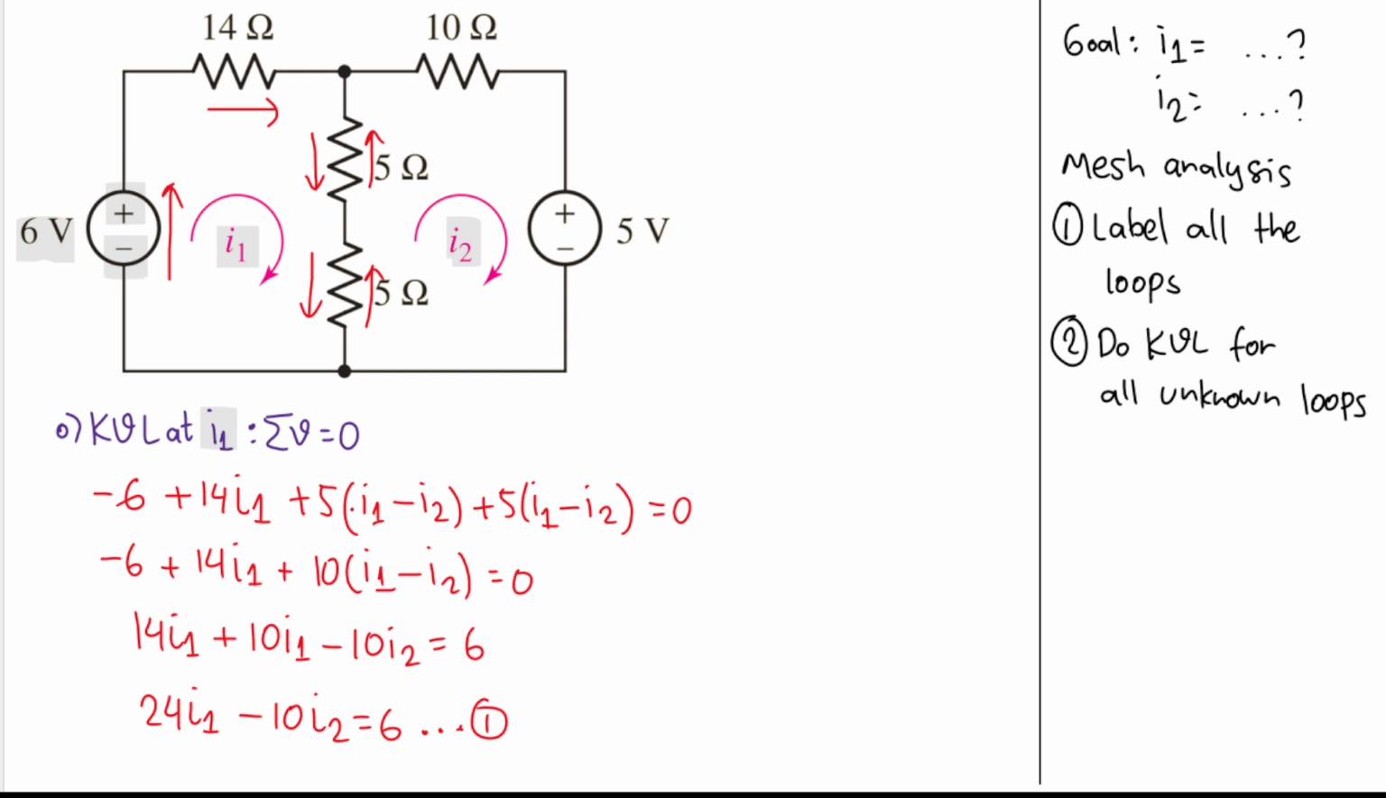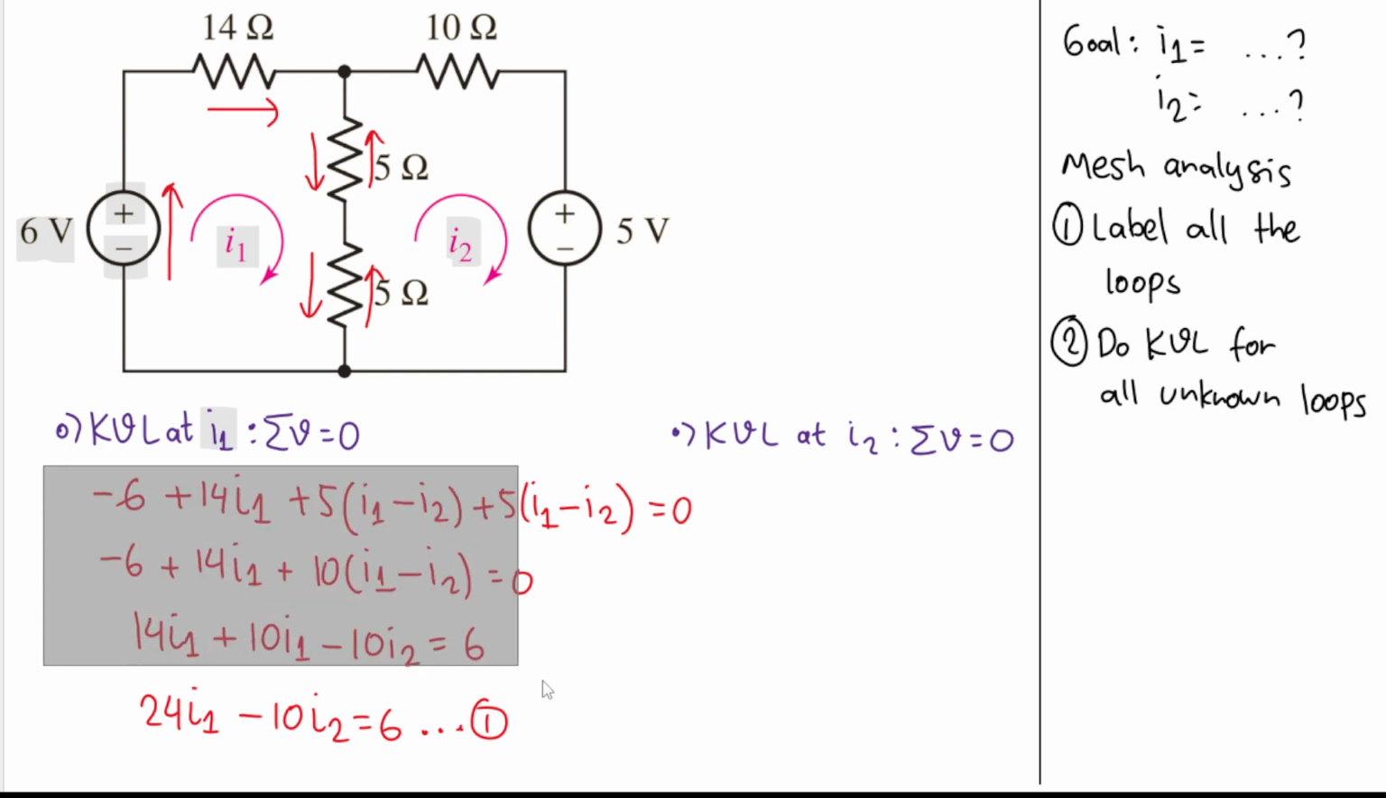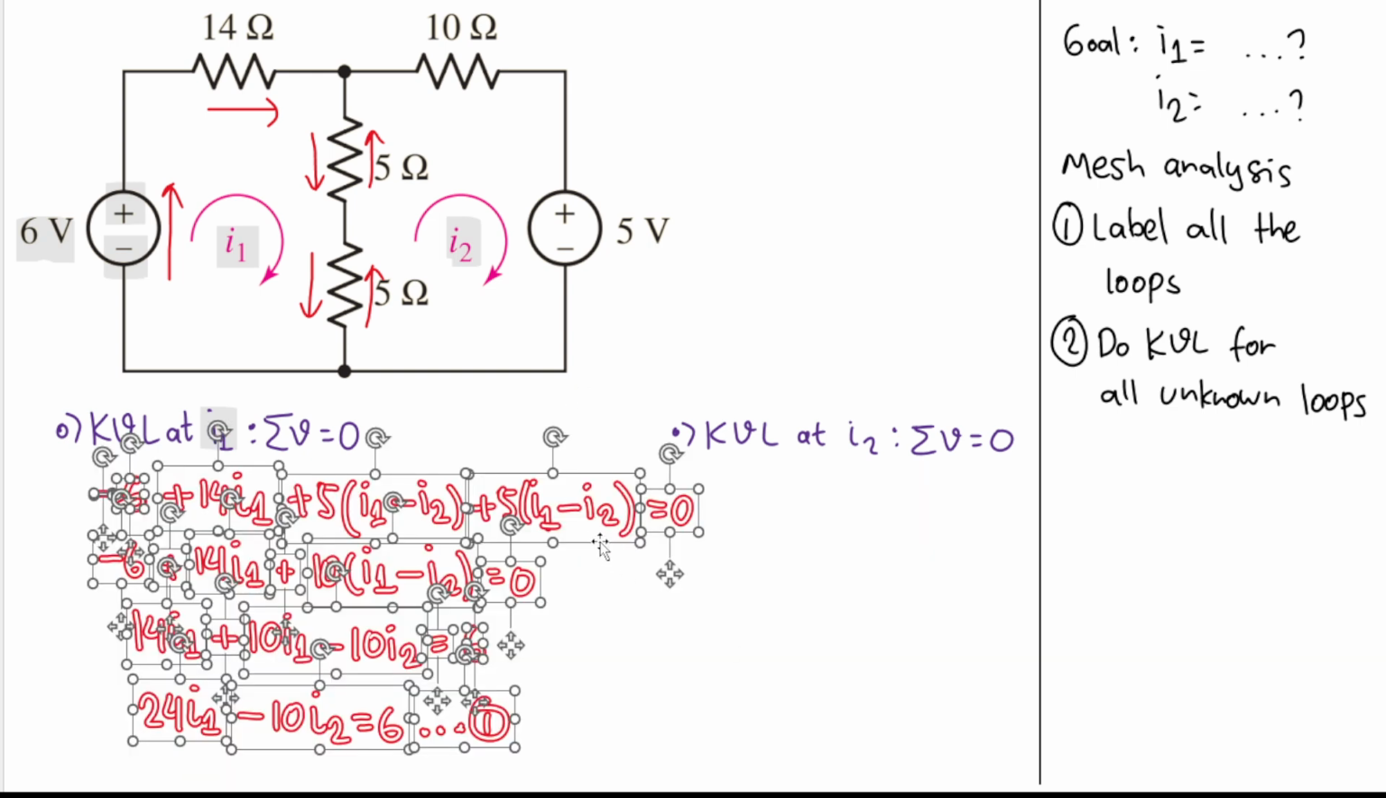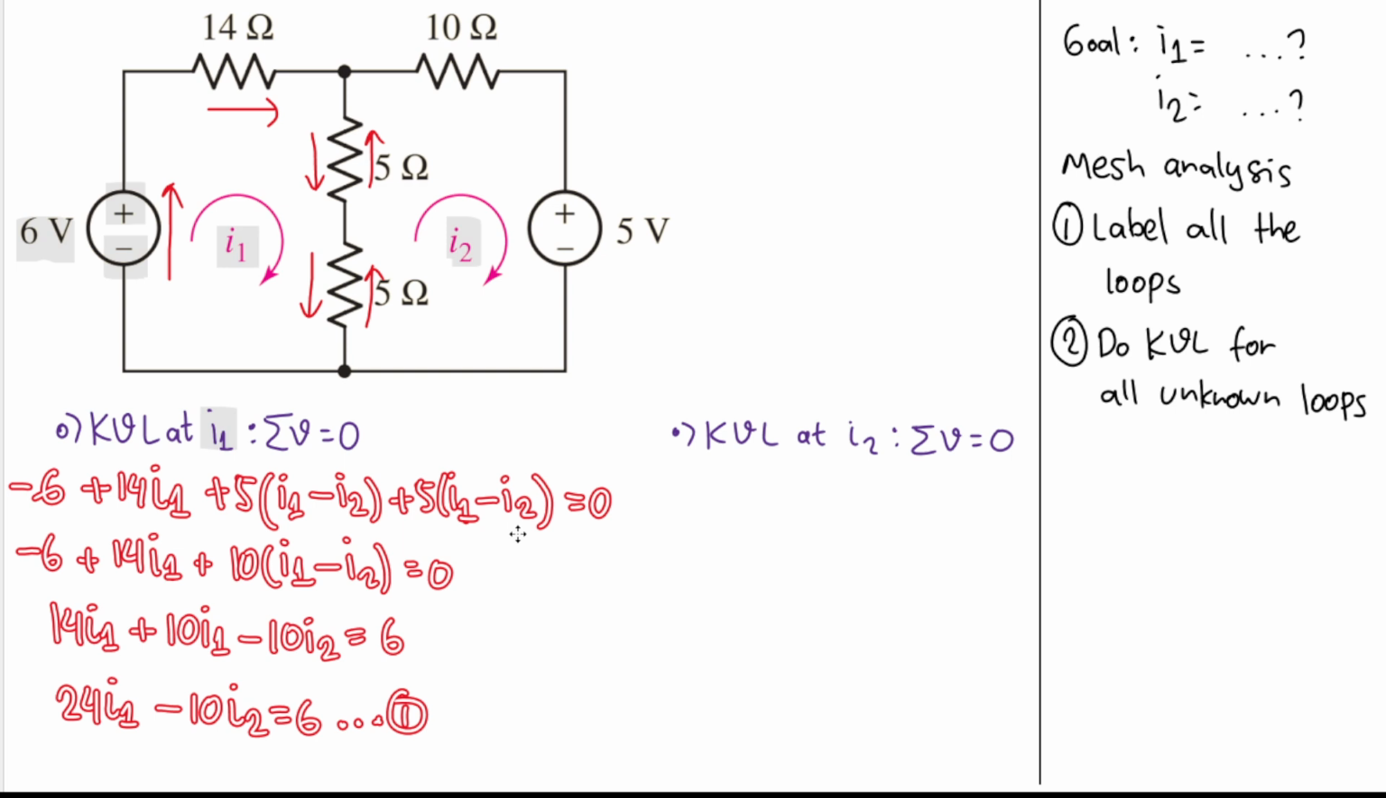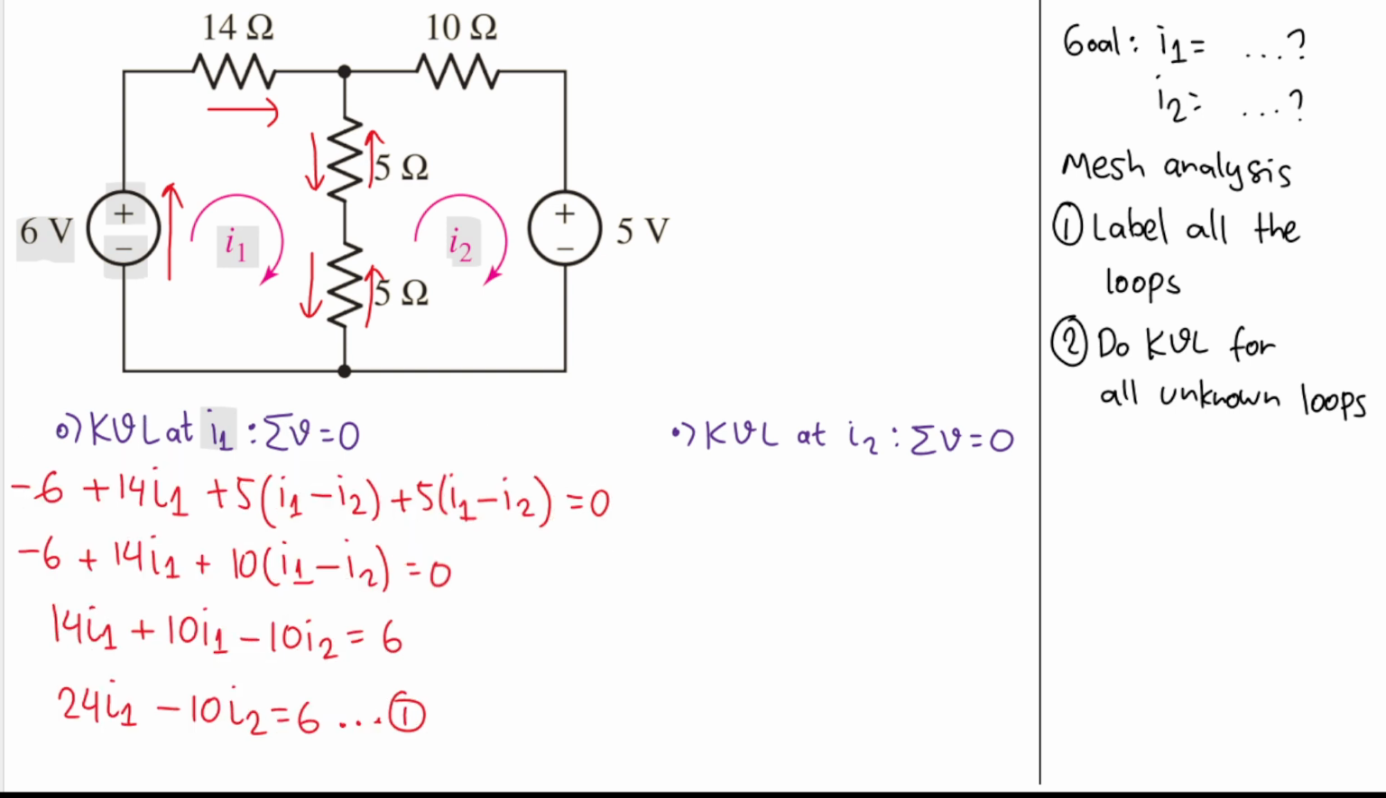We can do another KVL, but this time at loop I2. Let's do exactly that. KVL at I2. Again, KVL says that the sum of the voltage will equal 0. And I think I need to move this slightly to the left, right? Because I need some space. And maybe some line here.